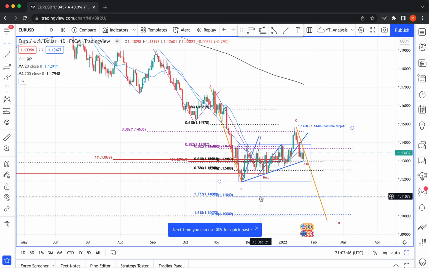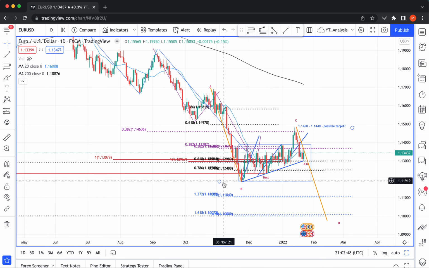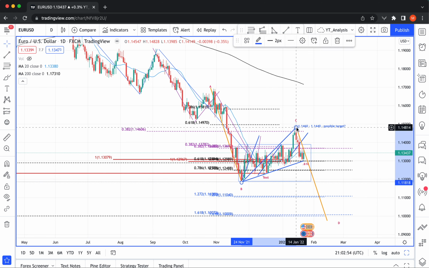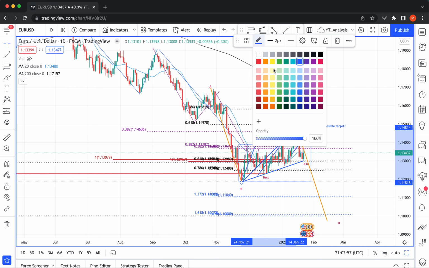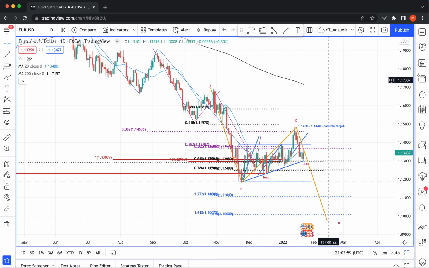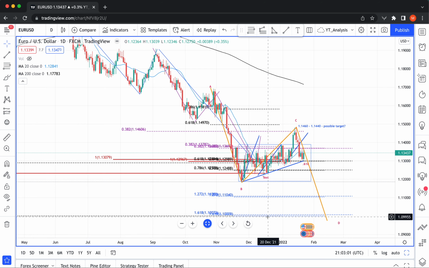Then we have some expansion. This is the 1.272 expansion of this BC leg. Let me draw that in as well. It's gonna be a different color though. Let's make the color, boom, ABCD here, and then this is the 1.618, and there is going to be a confluence of ABCD here.